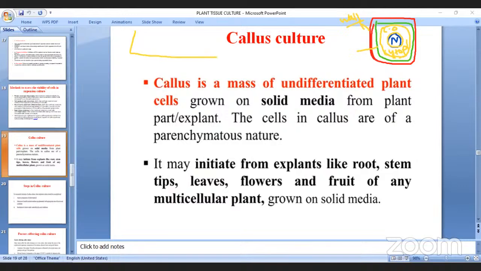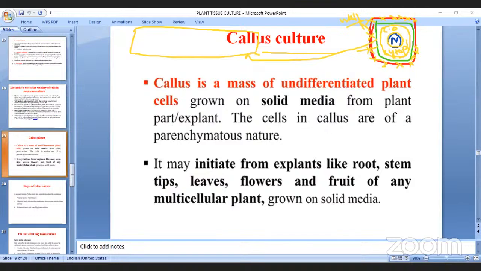Now we want only the protoplast, and how to culture the protoplast. The protoplast is in the cell, except the cell wall. Except this red color portion, the rest of it is called the protoplast. Now this entire structure is called protoplast, and it acts as an explant.